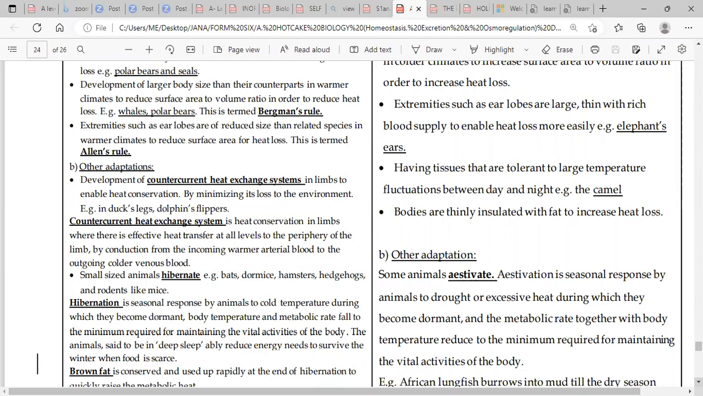That is, of course, they are not dead, but they are not highly active. So they become dormant. The body temperature and metabolic rate fall to the minimum that is just required for maintaining the vital activities of the body, the ones that are essential for it to stay alive. Then the animals are said to be in deep sleep, which reduces the energy it needs to survive the winter when food is scarce.